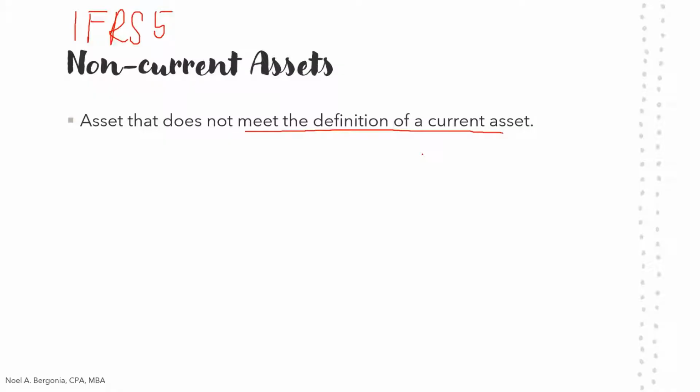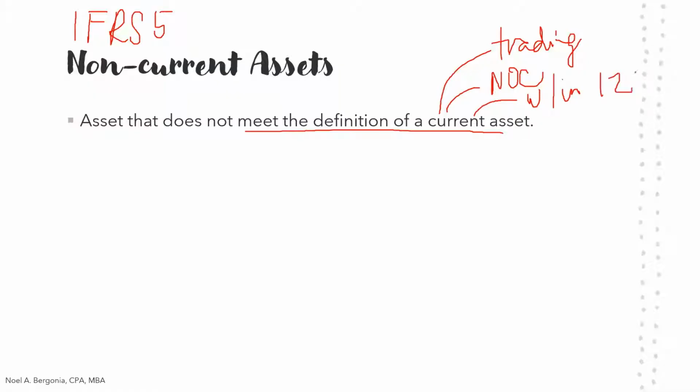What are the four criteria to become a current asset? Right, they are held for the purposes of trading. What else? They should be part of our normal operating cycle or they are realizable within 12 months at the end of the reporting period. And it should be cash and cash equivalents unless restricted. That is what is stated under IAS number 1, presentation of financial statements.